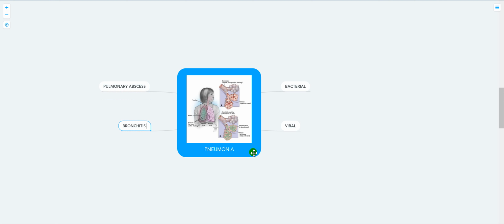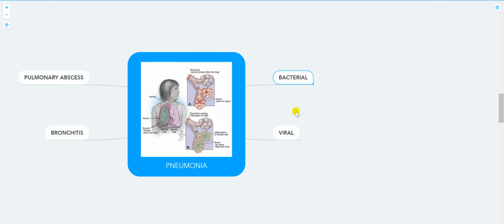So let's talk about the bacterial pneumonia. There are different types of bacterial pneumonia. It could be community acquired pneumonia. And how do we treat that? We treat that with ceftriaxone plus azithromycin.